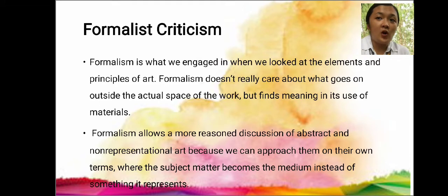The third one is formalist criticism, from the root word formal. Formalism is what we engage in when we look at the elements and principles of art. Formalism doesn't really care about what goes on outside the actual space of the work but finds meaning in its use of materials. Formalism allows a more reasoned discussion of abstract and non-representational art because we can approach them on their own terms, where the subject matter becomes the medium instead of something it represents.